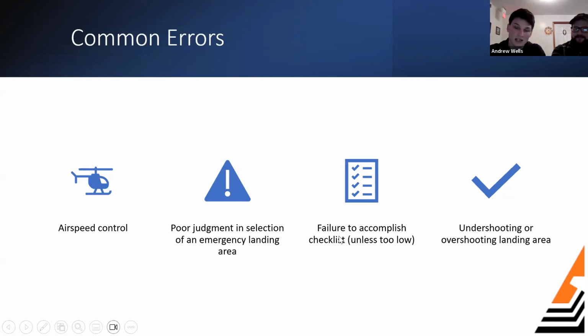Like we said, that's why A and B are first, because if I don't have enough time for this, I want to know I have the most amount of time in the air, and I'm also knowing where I'm putting the plane down. I don't want to try to mess with the checklist if I'm 500 feet above the ground. I'm focused on flying the plane. That's always your number one priority. And the last one, undershooting or overshooting the landing area. You want to make sure you can land in that area.